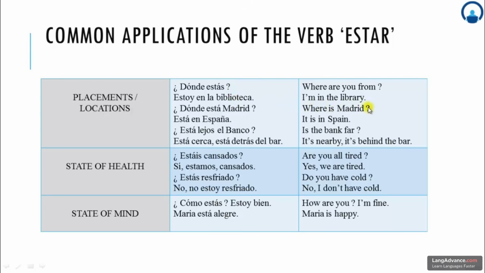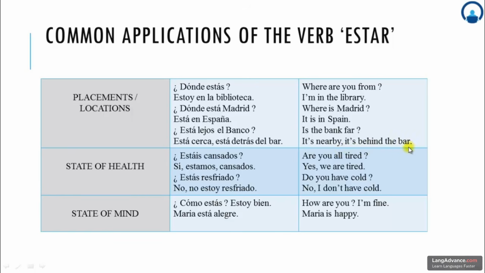I am in the library. Estoy en la biblioteca. Biblioteca means the library. Next example, ¿Dónde está Madrid? Where is Madrid? Está en España. It is in Spain. ¿Está lejos el banco? Is the bank far? Está cerca. Está detrás del bar. It's nearby. It's behind the bar.